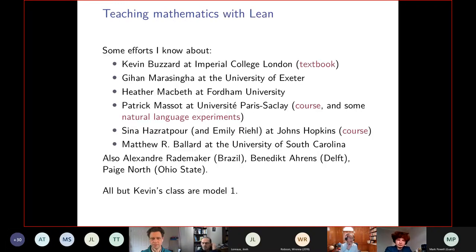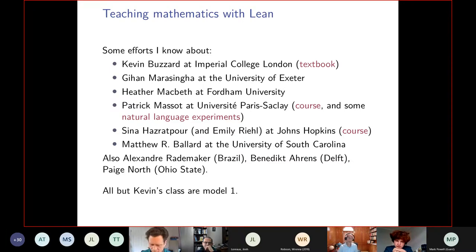Okay. So here are some of the courses I know about. You've heard from Kevin and you've heard from Gihan. There are other very good people teaching very good courses using Lean that you should know about: Heather Macbeth, Patrick Massot, Sina Hasratpour, and Matt Ballard. By the way, I should have mentioned these slides are already online on my webpage, and everything in red is a clickable link, so you can go find it online and follow up and get more information about what these other instructors are doing.